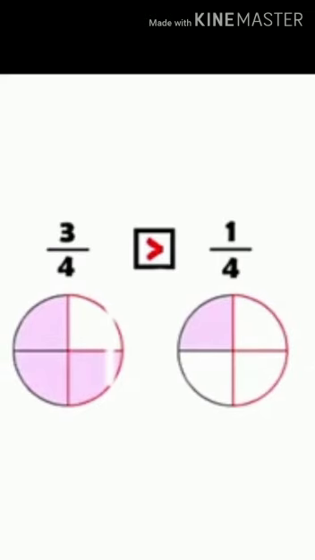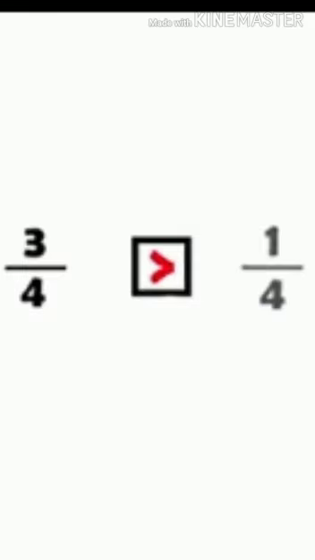Look at the picture. The first fraction has 3 parts out of 4. The second fraction has 1 part out of 4. The picture clearly shows which one is greater, or the other way is to check the denominator. Here the denominators are the same, so look at the numerator alone. Which one is larger, 3 or 1? 3. So 3 by 4 is greater than 1 by 4.